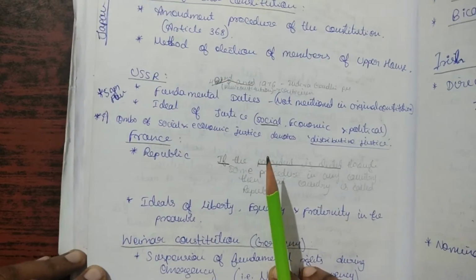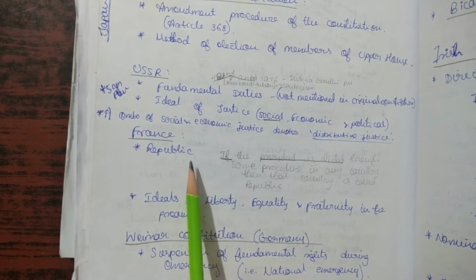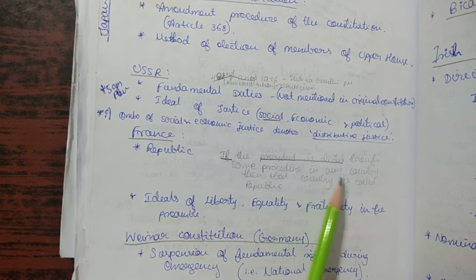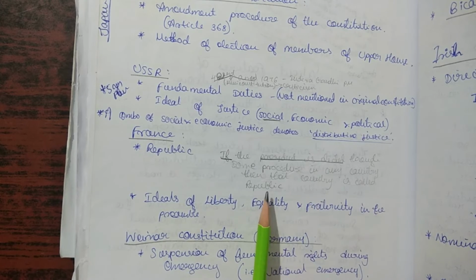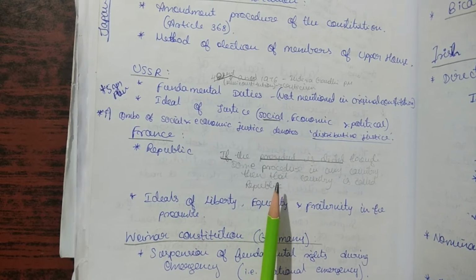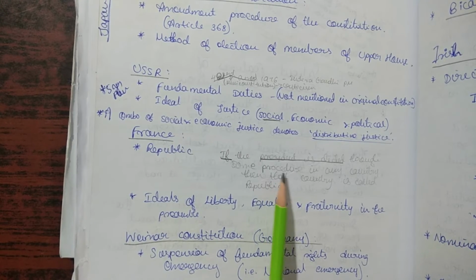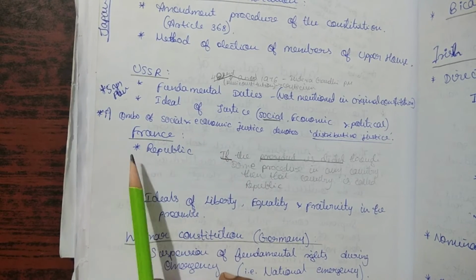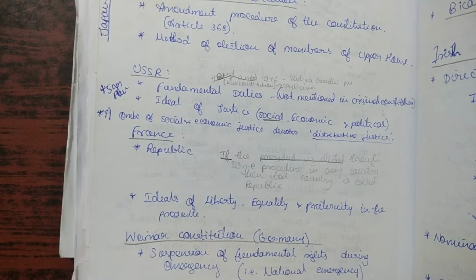Next, what are all the things that we have borrowed from France? Republic. When do we say Republic? If the president is elected through some procedure in any country, then that country is called a republic. So if the president gets elected instead of nominated, the election can be either direct or indirect. If that is so, we call it a republic. The republic concept we have borrowed from France.